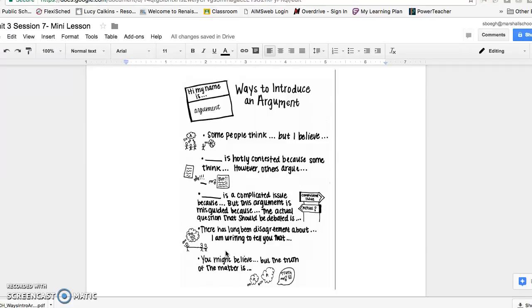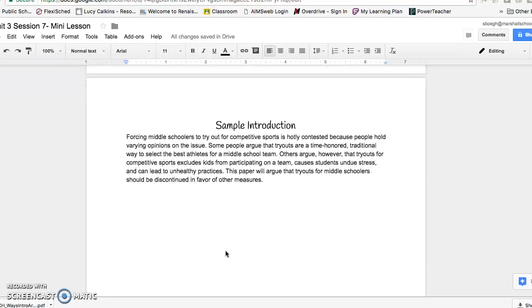Just a heads up as to what the rest of the class is going to look like. The sub will hand out a sample introduction that looks like this. What I would like you to do is read it to yourself and then talk with a partner or the people at your table and talk about, is this introduction fair, strategic, and clear?